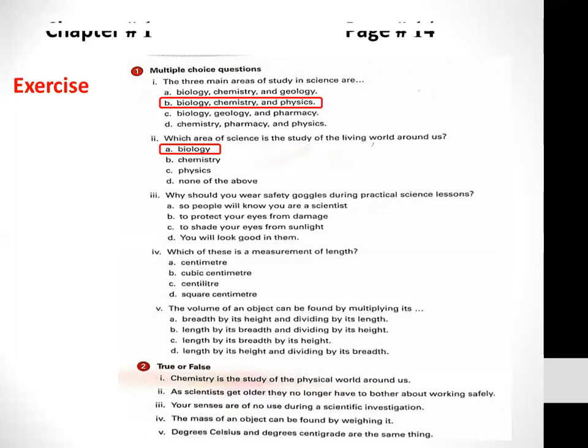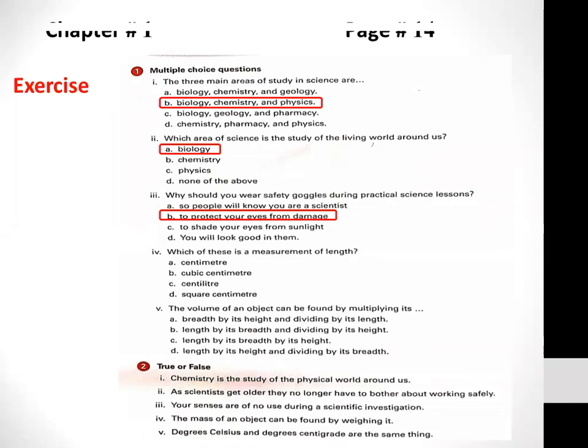Why should you wear safety goggles during practical science lessons? The options are: so people will know you are a scientist, to protect your eyes from damage, to shade your eyes from sunlight, you will look good in them. So the correct option will be B, because the goggles will protect your eyes from damage. So B is the correct answer, and you should lock option B. To protect your eyes from damage.